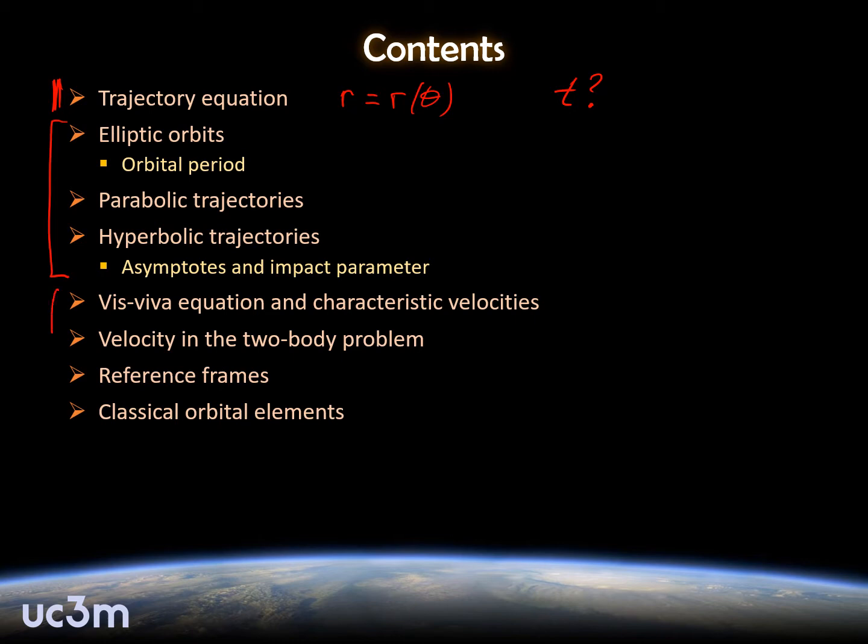Next, we will dedicate our attention to the velocity vector in the two-body problem. So we will rework the energy equation to obtain an expression that is quite useful, the Viva equation, which is just the energy equation where we determine the value of the energy constant as a function of the semi-major axis of the two-body problem. And from there, we will get some important characteristic velocities of the problem.